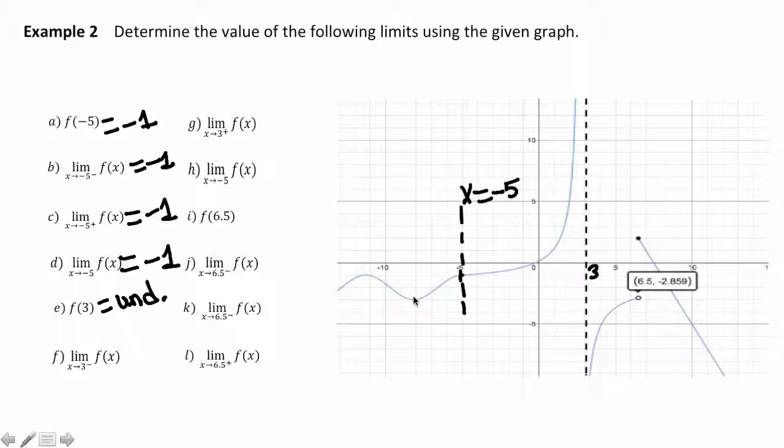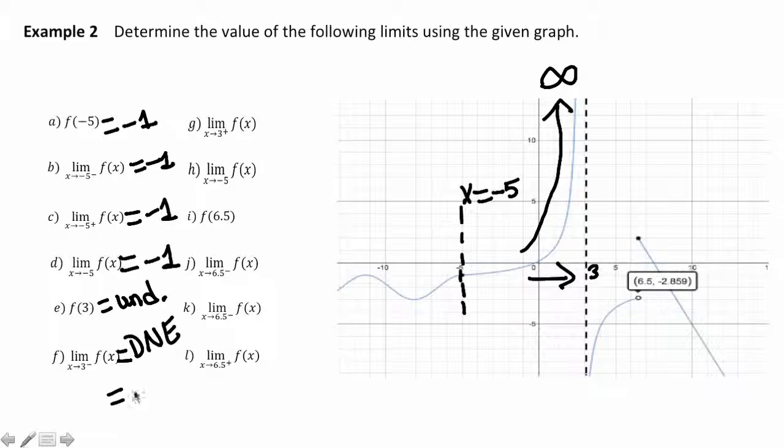Now part f, as you approach from the left side, notice that the graph is increasing, and it's not approaching a definite value. It just keeps blowing up. In fact, it blows up to infinity. And so we can say either infinity, or we can just say it does not exist. I tend to like saying infinity, but they're both appropriate.